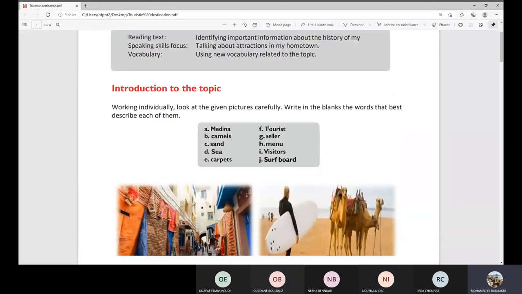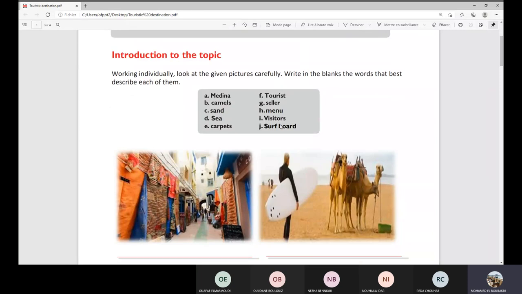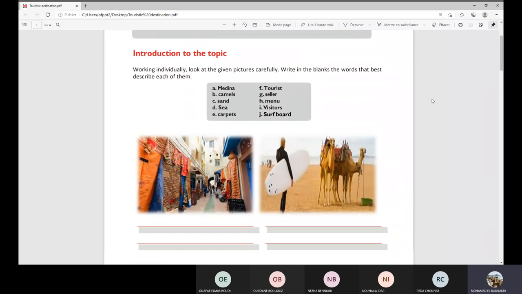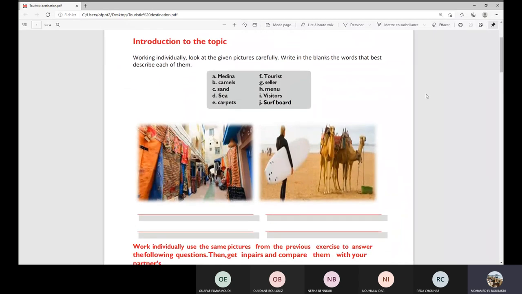These were the objectives of this session, okay? So let's start with this vocabulary activity and introductory activity to today's lesson. Look at the pictures, okay? Look at the pictures for a minute or a few seconds. Just look at the pictures, nothing else.